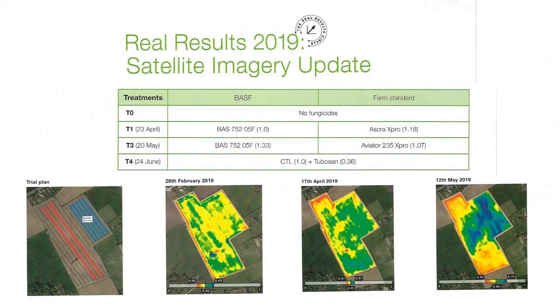So my whole reason for being involved in the Real Results Circle is to get involved with on-farm trials. And last year we trialled the BASF product, hence why I attended the launch of the Revystar product. So these satellite images were taken throughout the year, but they don't seem to show any obvious benefit from the trial plots, unlike some of the other farmers involved in the trial.